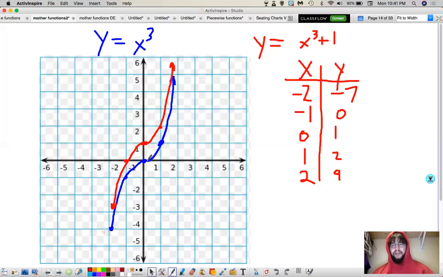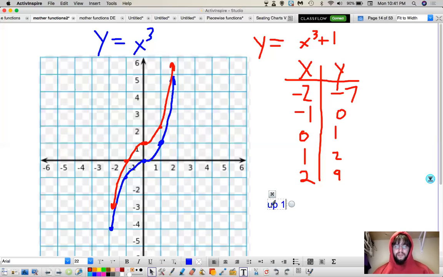So what happened here? I'm sure you already noticed it went up 1. And that is, again, a shift. So everything here went up 1 unit. Keep going.